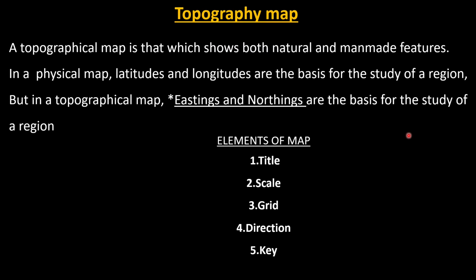Topography map. What is a topography map? It is that map which shows both natural and man-made features. In a physical map, latitudes and longitudes are the basis for the study of a region. But in a topographical map, eastings and northings are the basis for the study of a region.